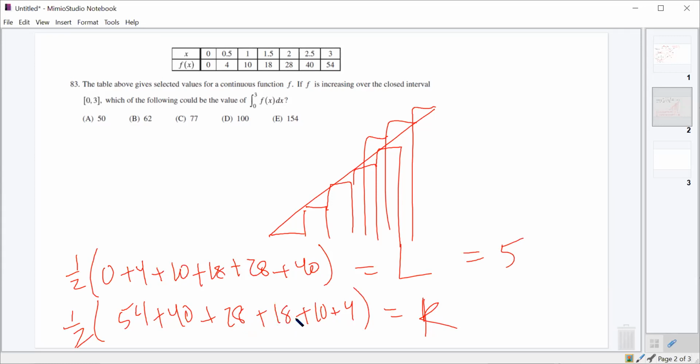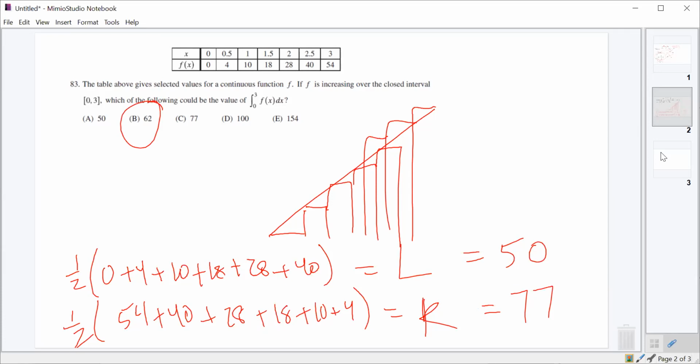Somebody do that arithmetic for me already. 94, 104, 114, 134, 138, 148 ought to be 154, and half of 154 ought to be 77. So it looks like it ought to be 62. Because it has to be between the under and the overestimate. Does that make sense to everybody?